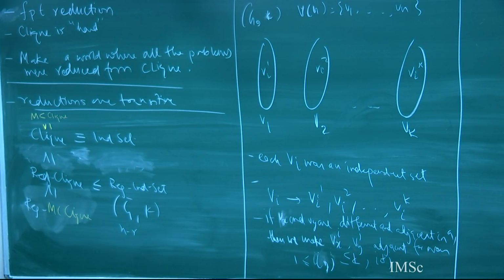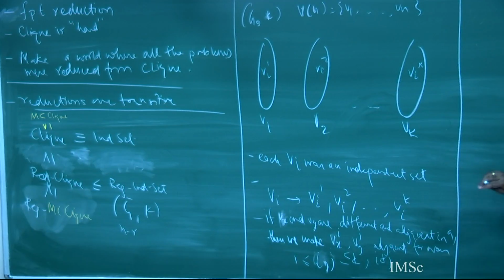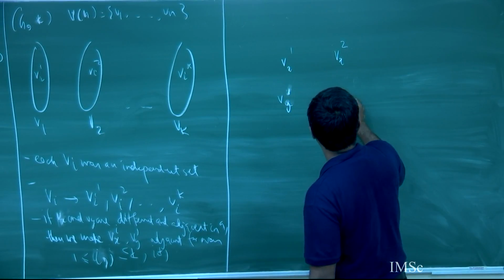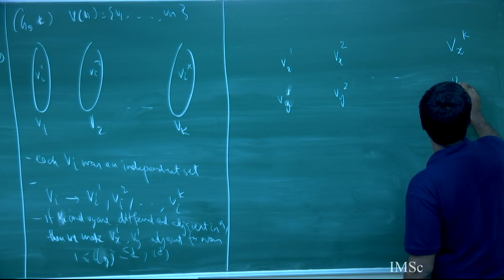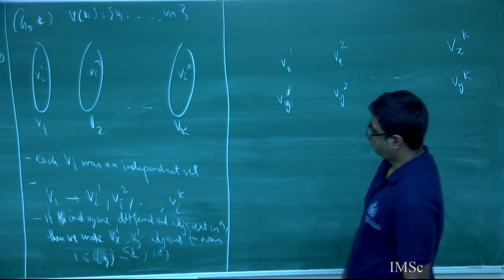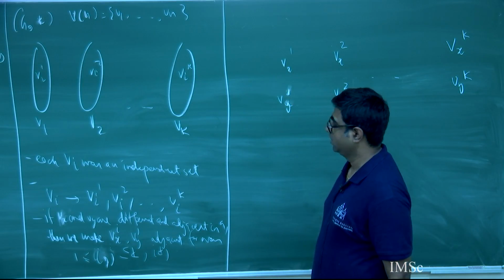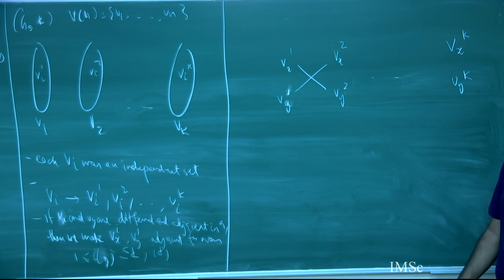So if you really want to understand this, look at Vx and Vy, right? So vx1, vy1, here vx2, vy2, dot dot dot, vxk, vyk. And what are we saying? For all i not equal to j, just keep giving an edge between the pair. This is all that it says. Pictorially, this is exactly what it means.